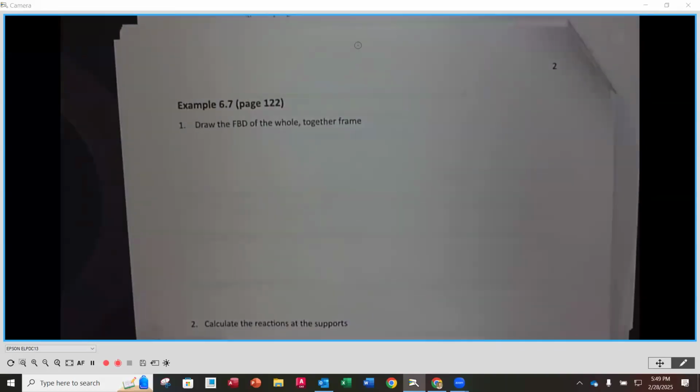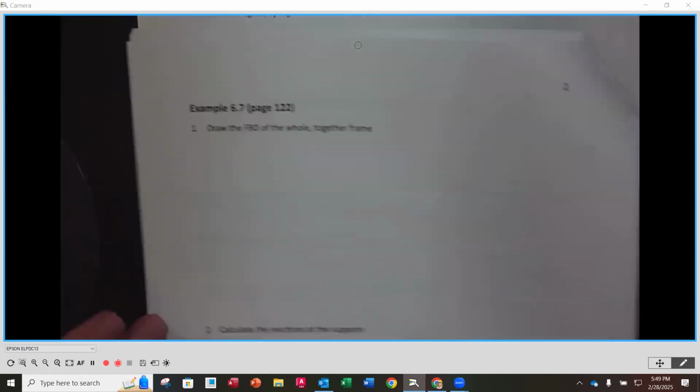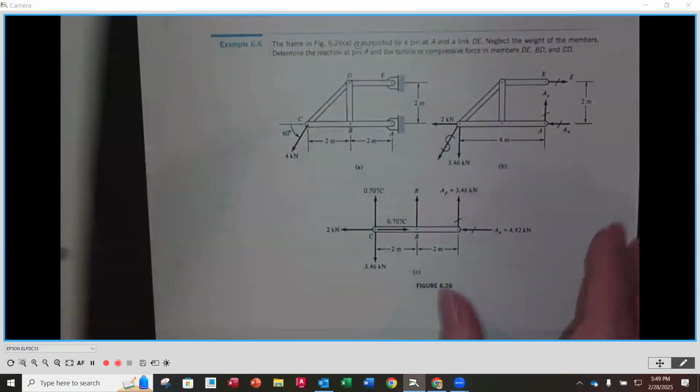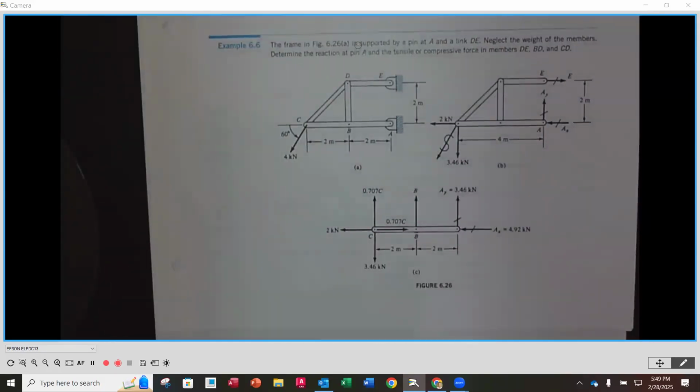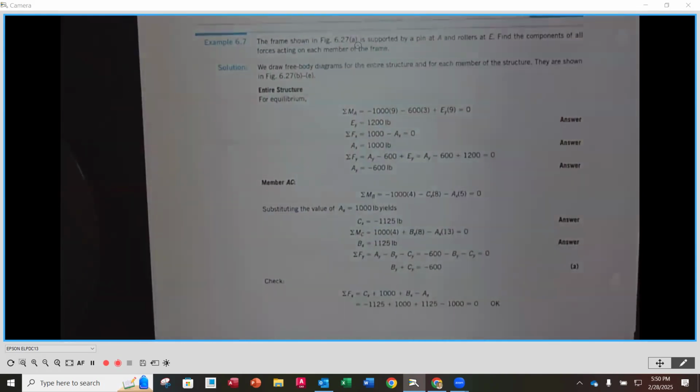As I look at my guided notes and I'm on page 2, we're going to now look at example 6.7, and this is going to be found on page 122. Okay, so I'm going to move here. Oops, actually page 121. Oh no, 122. 6.7. Yes, it is. I'm skipping over that first example. We're going to go to the next one.